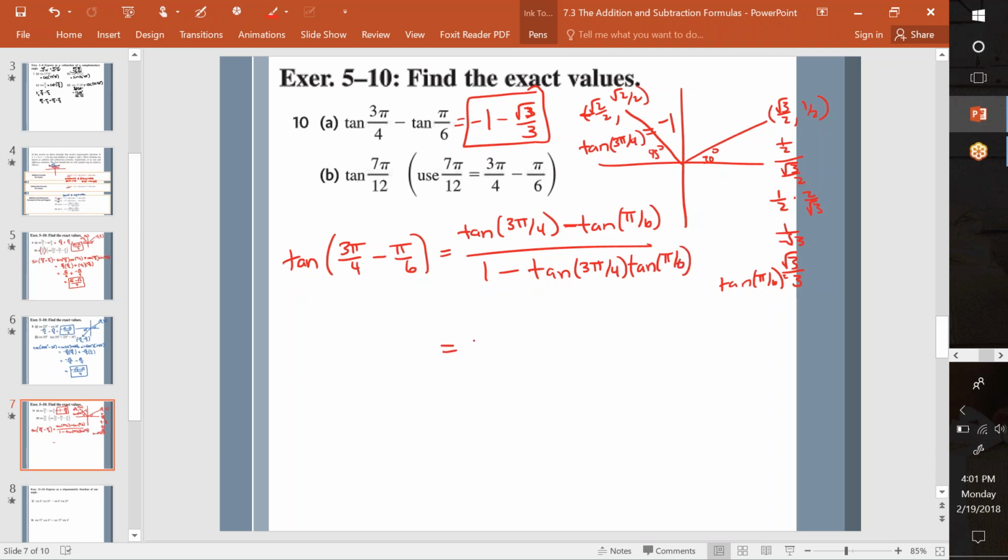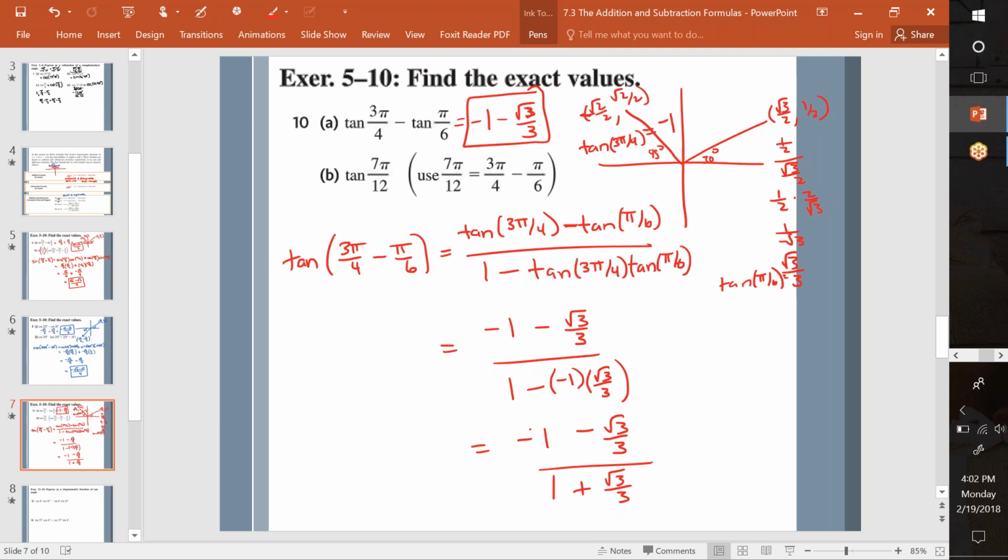Okay, so we already know what the top is because we just worked that out. That's negative 1 minus the square root of 3 over 3. On the bottom, we get 1 minus, this would be negative 1 times the square root of 3 over 3. So this is going to be negative 1 minus the square root of 3 over 3 over 1 plus, because that's negative negative, the square root of 3 over 3.